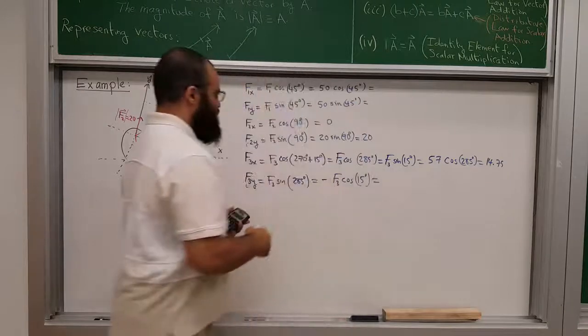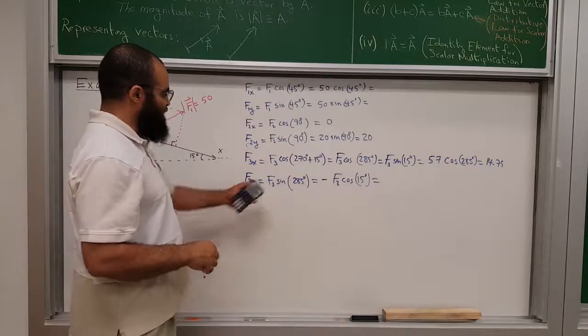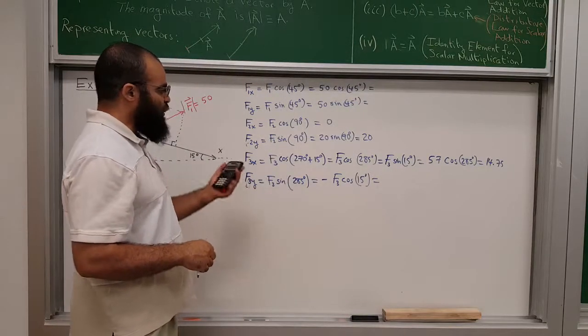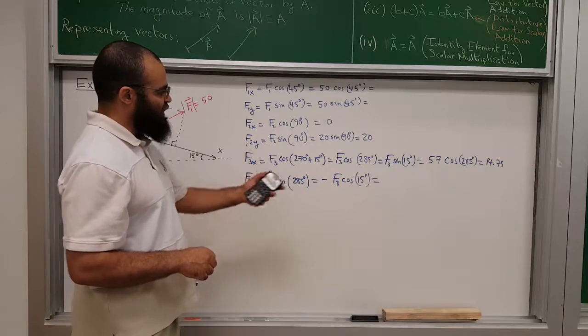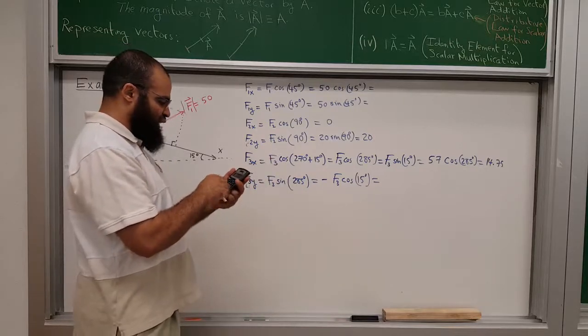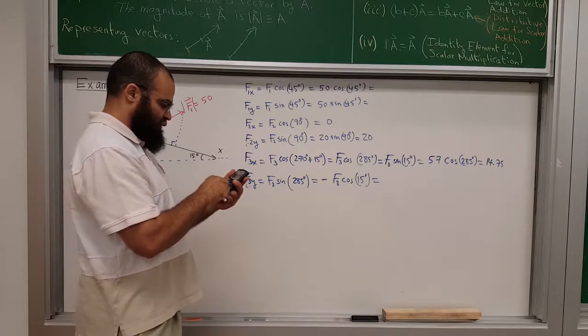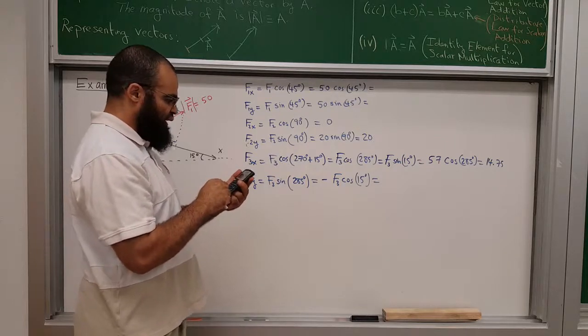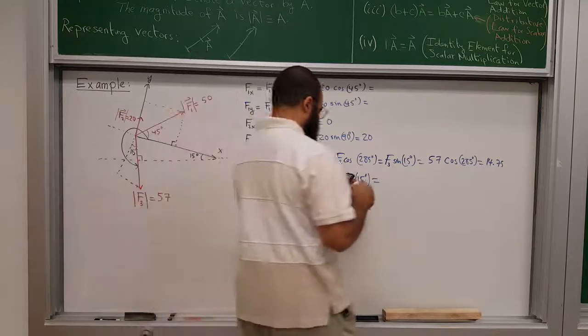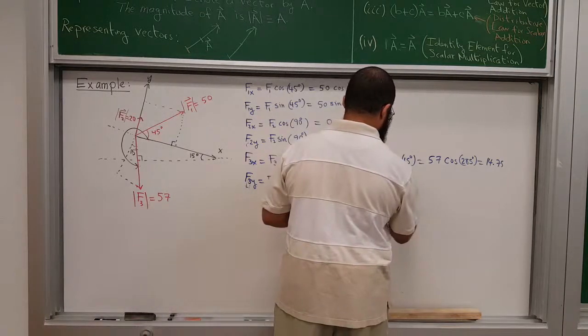So either way, do 57 times the sine of 285, or negative 57 times the cosine of 15. Either way, you will get negative 55.06. Negative 55.06.